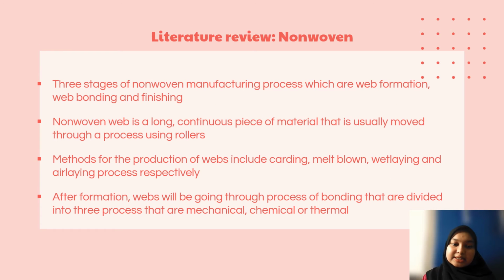There are 3 stages of nonwoven manufacturing process, which are web formation, web bonding, and finishing stage. Nonwoven web is a long, continuous piece of material that is usually moved through a process using rollers. Methods for the production of webs include carding, wet laying, and air laying process respectively. After formation of webs, the webs will go through process of bonding that are divided into 3 categories, which are mechanical, chemical, or thermal process.